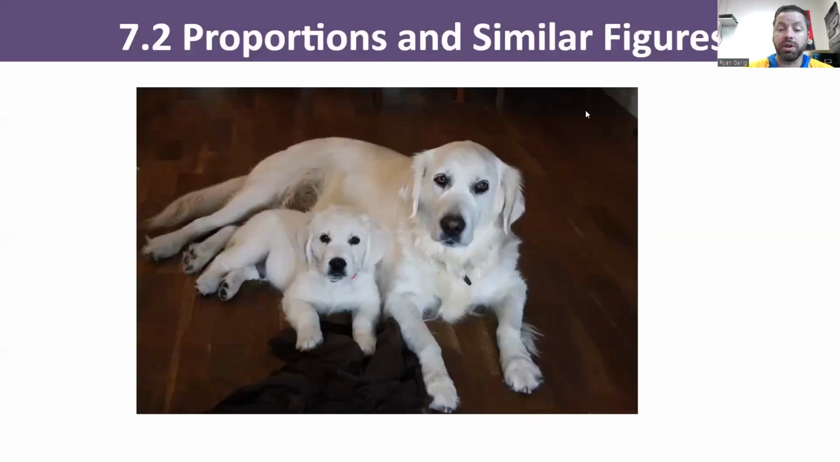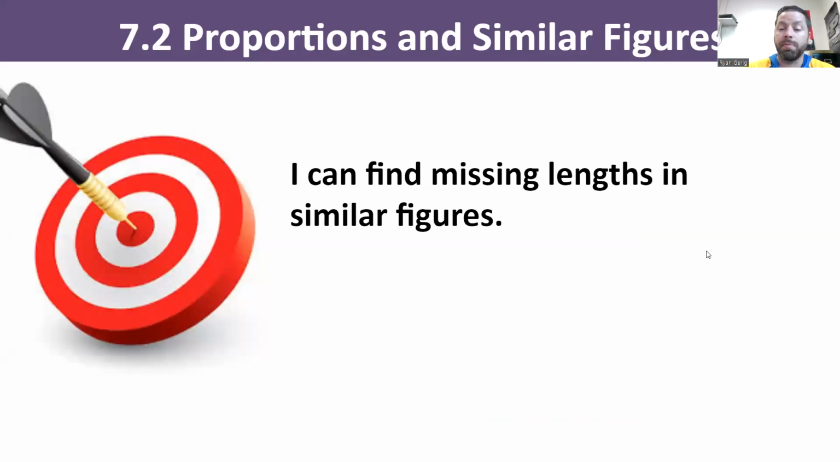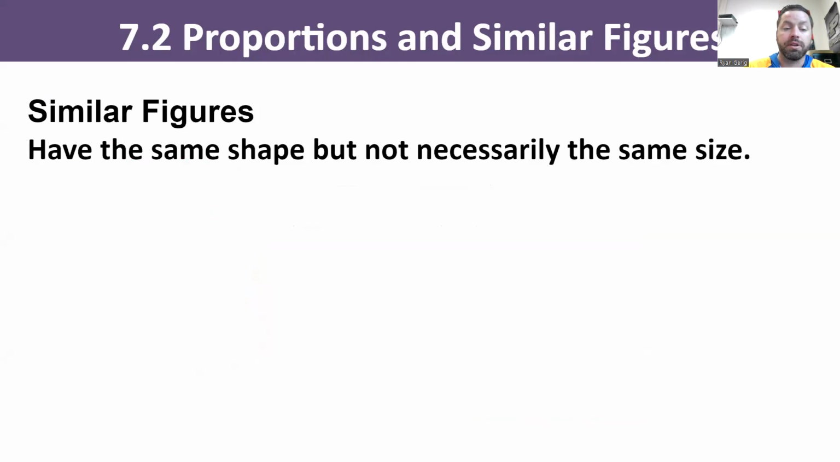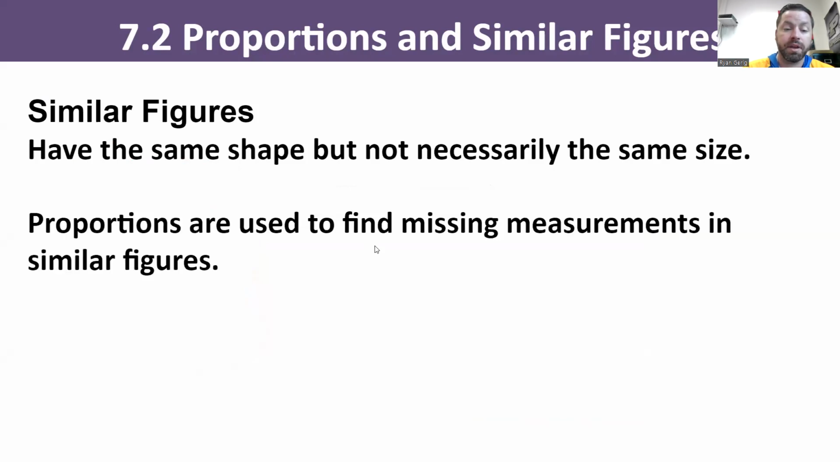In this lesson, we're going to look at similar figures and how proportions fit into those. Similar figures are the same shape, but maybe different size, like these puppies here. The mom and the baby look very similar in shape, but the size is different. By the end of this lesson, I'm hoping that you'll be able to find missing lengths in similar figures. So again, similar figures have the same shape, but not necessarily the same size.